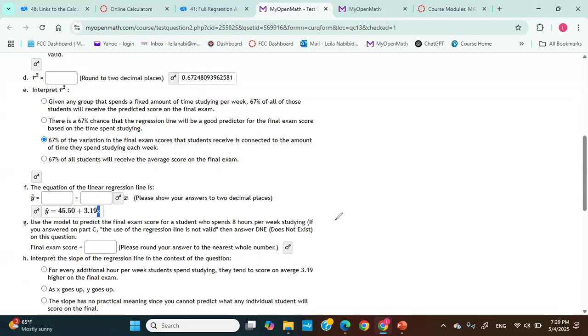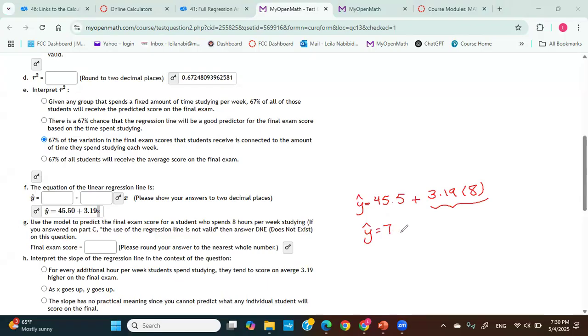So we will have y hat equals 45.5 plus 3.19 times 8. Replace the x by 8. And you know that the order of operations tells you to multiply these two first and then add 45.5. And the final exam predicted y value should be 71.02. That means, based on this model, if a student spends 8 hours per week studying, the predicted final exam score can be 71.